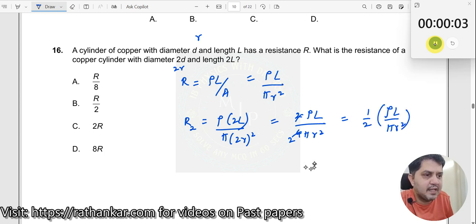What is rho L by pi R square? R. So this should be R by 2, right? Simple. So answer is B over here.